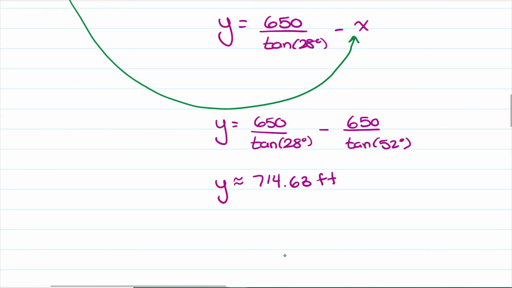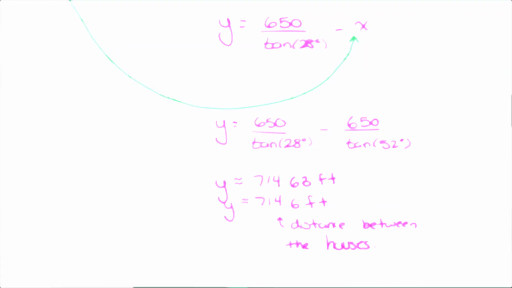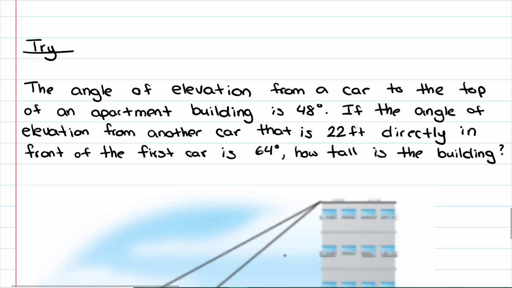And then I'm going to go ahead and round that to the nearest tenth. So y is about 714.6 feet. Again, this is the distance between the houses. Okay, here we go. Let's do another one.